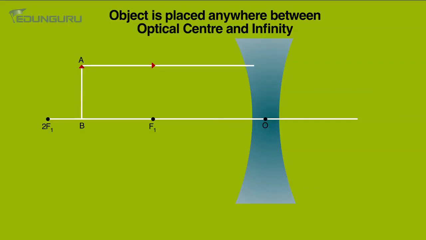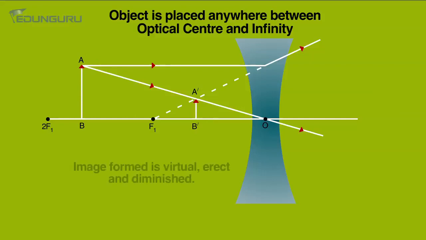So in this case, the light ray diverges, but it appears to be coming from f1. Let us take the second light ray. The second light ray is passing through the optical center and goes undeviated. These two light rays appear to meet at a point between O and F1. That means when an object is placed anywhere between optical center and infinity, the image is formed between O and F1. It is virtual, erect and diminished.